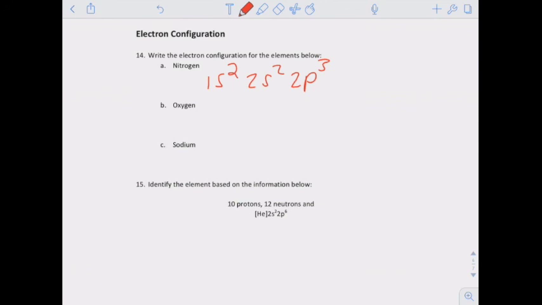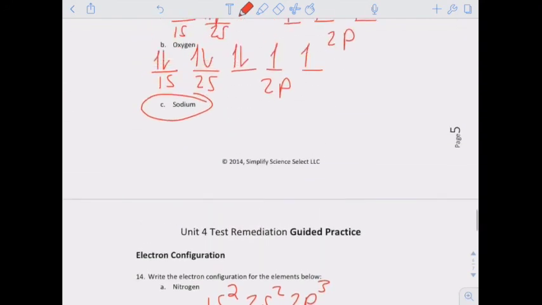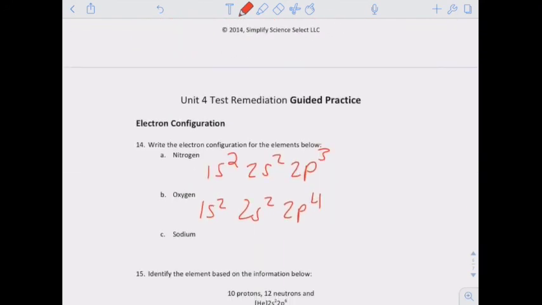Oxygen, we would say that it has 8, so it's 1s2, 2s2, that took care of 4, and then 2p4. And that's why we wrote that one out with 8 arrows, because it had 8 electrons, and we see that we wrote it out basically the same way. Try sodium on your own.